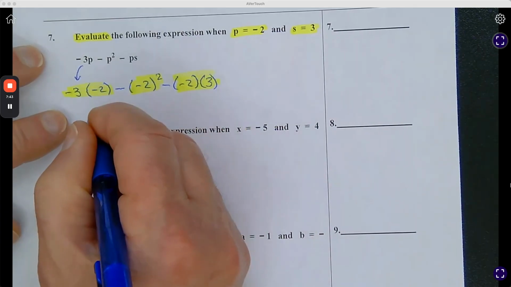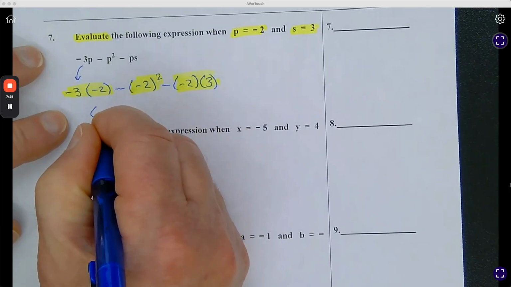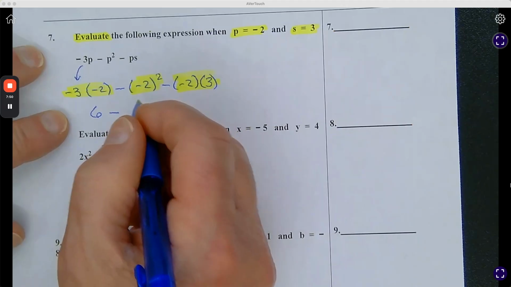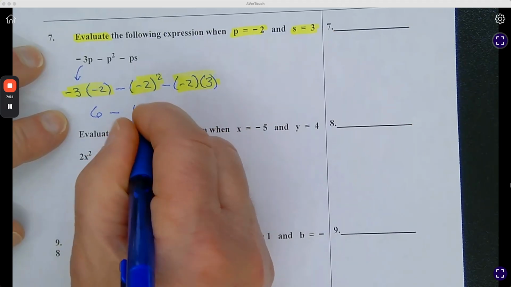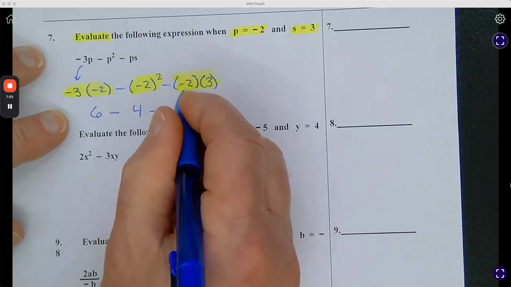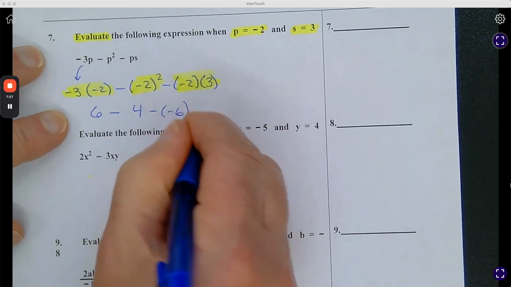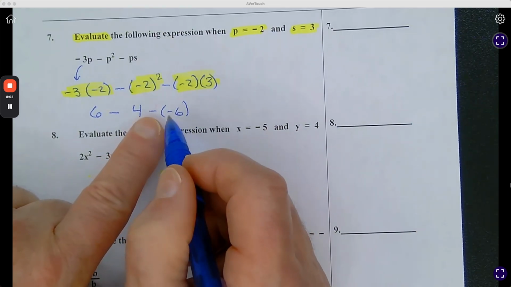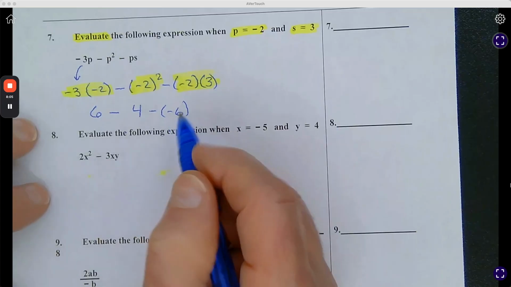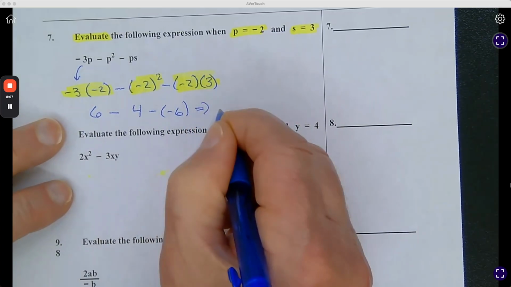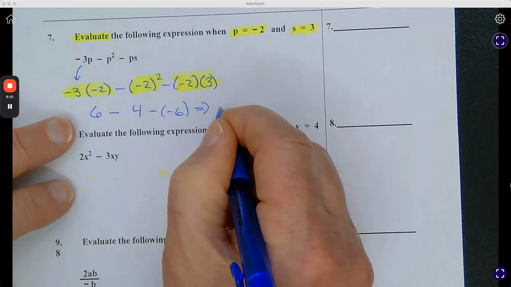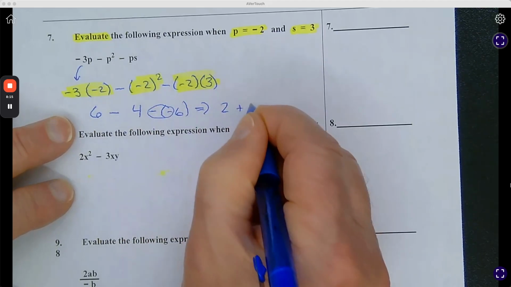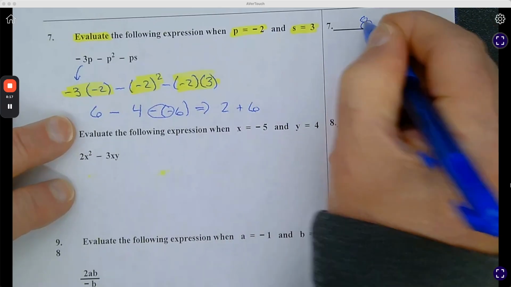Negative times a negative is a positive. 3 times 2 is 6. Minus negative 2 squared in parentheses. Negative 2 times negative 2 is 4. Minus negative 2 times 3 is negative 6. I threw the parentheses around that negative 6 just to separate the minus from the negative there. All right, 6 minus 4, that's 2. Minus a minus right here, that makes a plus. 2 plus 6 is 8.